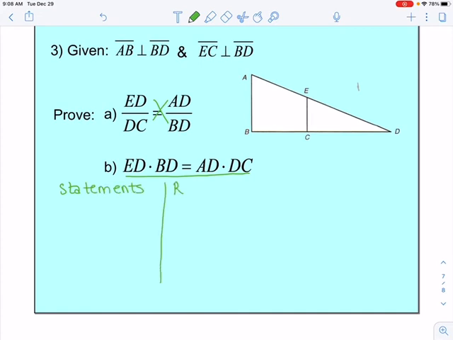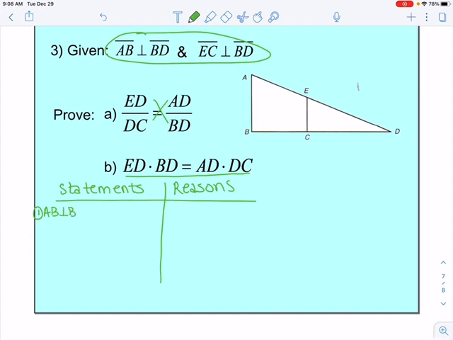Statements, reasons. Again, first goal is to show that the triangles are similar. From my givens, I'm given something about perpendicular lines, which is going to be an angle. So I'm pretty sure I'm going to have to prove them similar by angle-angle. Then we'll be able to do the corresponding sides are in proportion and then the cross product. All right, so my givens: AB is perpendicular to BD, and EC is perpendicular to BD. And the reason I know that's true is because it's given.